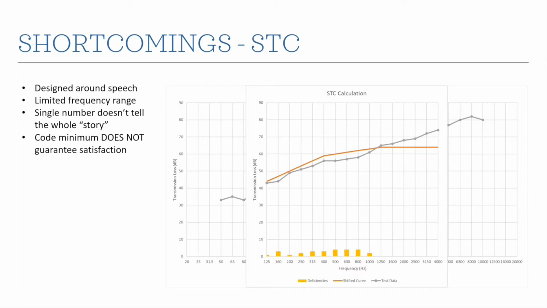So here is one of those graphs again, and it shows you the frequency range that's used in the STC calculation. It goes from 125 hertz at the low end to 4,000 hertz at the high end. But here's the theoretical range of human hearing, which goes from 20 to 20,000 hertz, right? So here's the STC range. Here's the full range of human hearing.